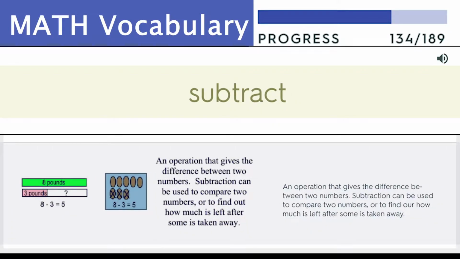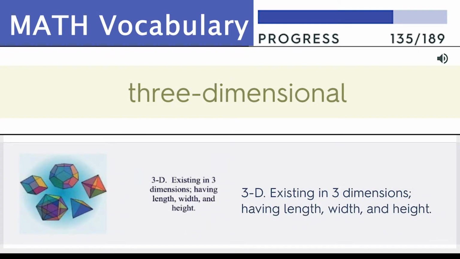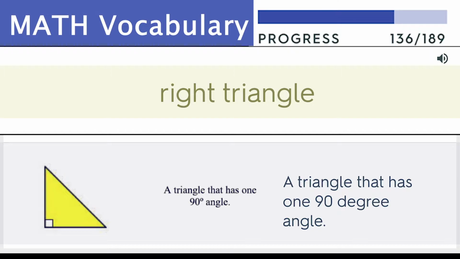Subtract. An operation that gives the difference between two numbers. Subtraction can be used to compare two numbers or to find out how much is left after some is taken away. Three-dimensional. 3D, existing in three dimensions, having length, width, and height. Right triangle. A triangle that has one 90-degree angle.